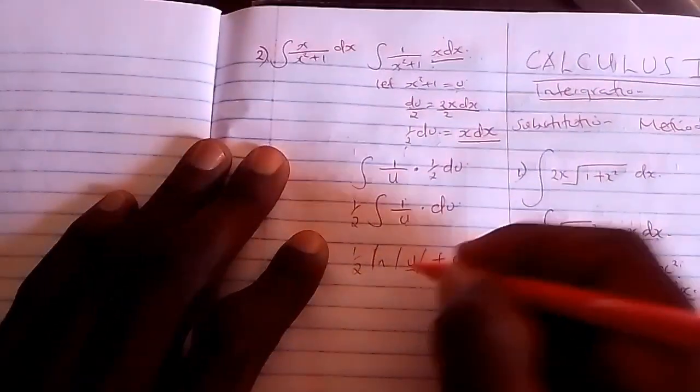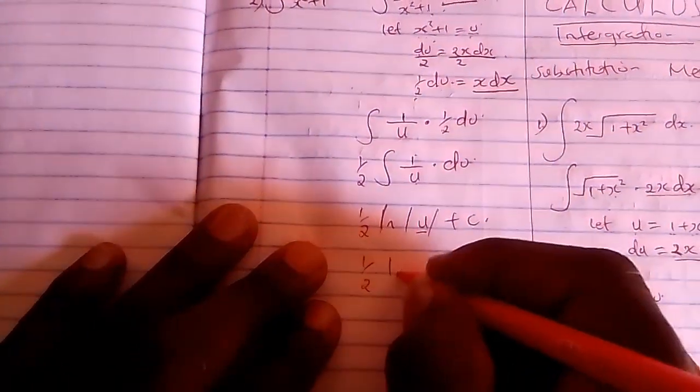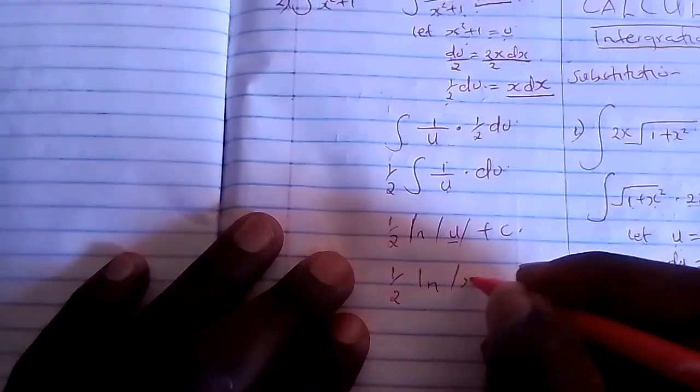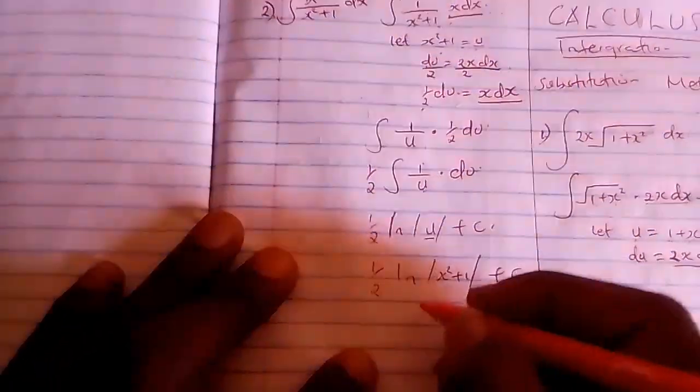But our u was x squared plus 1. Now the final answer will be a half natural log of x squared plus 1, then plus c. This is our final answer.